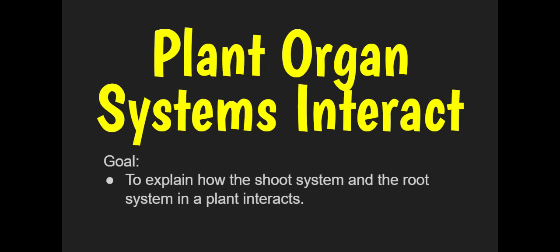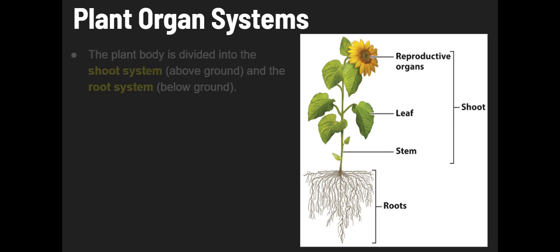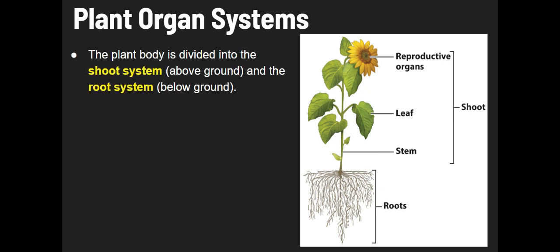Today we're going to talk about plant organ systems and how they interact, and the goal of this video is to explain how the shoot system and the root system in a plant work together. So first, let's talk about those two organ systems in a plant.